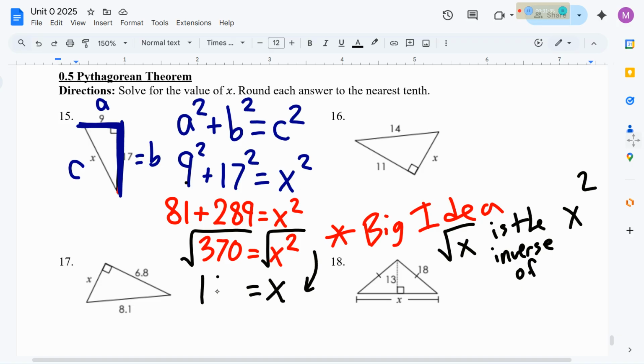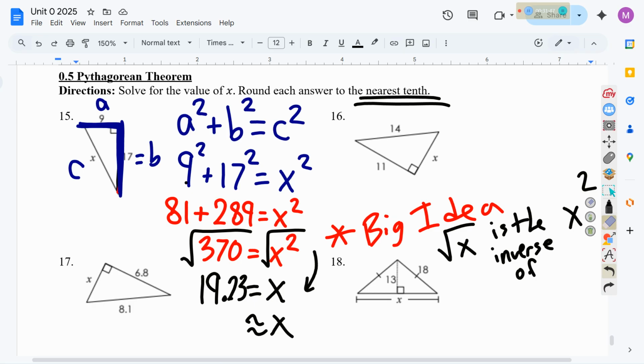And we get 19.23. But if you notice up here, it says to round to the nearest tenth. So we'll use our approximately equal sign. And then I want to clean that equal sign up a little bit. Okay, we get 19.2, because that 3 was less than a 5, so when we round to the nearest tenth, we just stay at 19.2, right? This is closer to 19.20 than it is to 19.30, right?